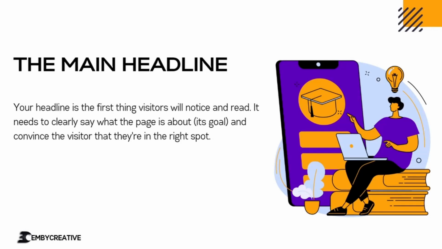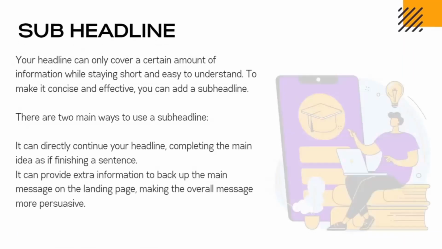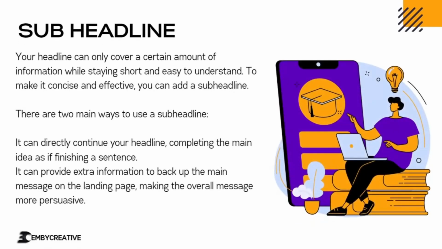Your main headline is just telling visitors what your product offers, the goal of this landing page. It is the first thing your visitor will notice when they read, right? Your subheadline is what extends what you said in your main headline. So for example, my main headline is something like, everything a lady needs in her wardrobe.